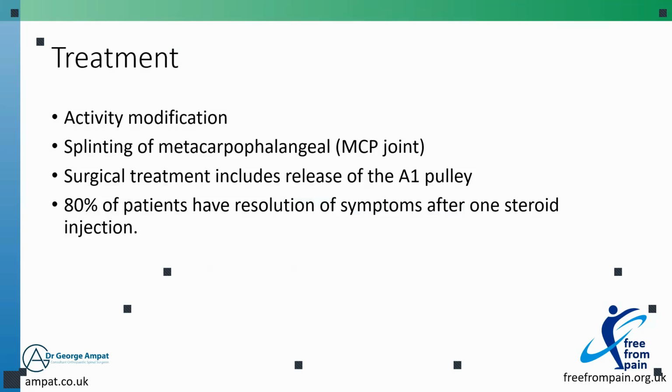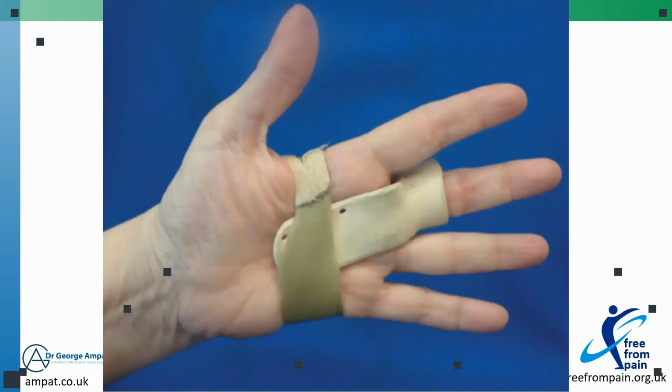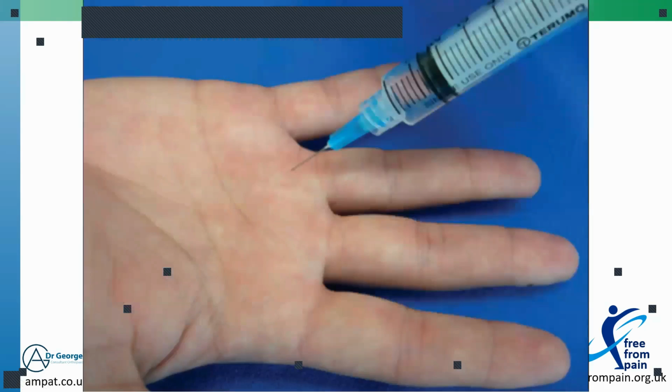So treatment is activity modification and splinting. You have to immobilize the MCP joint. I'm showing you a picture later, or a surgical treatment: you release the A1 pulley, and usually 80% of the patients' symptoms improve with one steroid injection. So this is the splint that you use for trigger finger, so that you don't allow the patient to flex the MCP joint, but they can flex at the PIP joint and the DIP joint, and that should make the movement okay. And again, sometimes we may give a steroid injection.